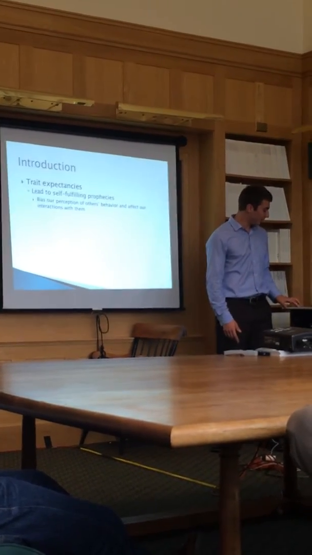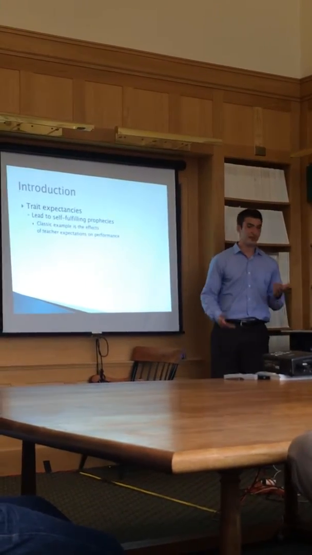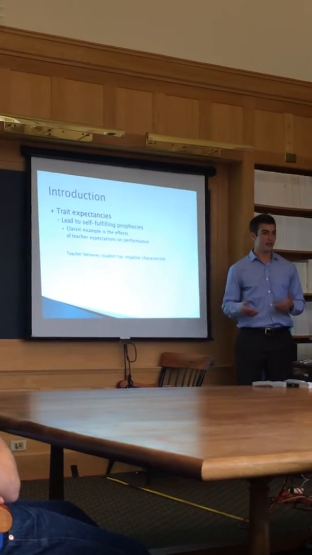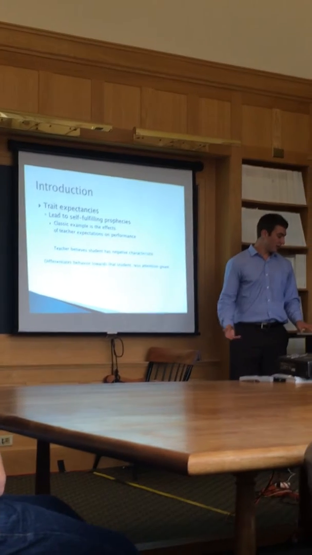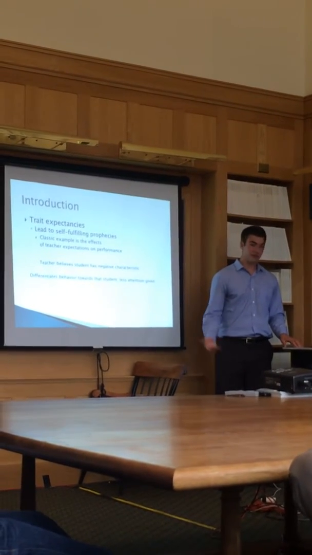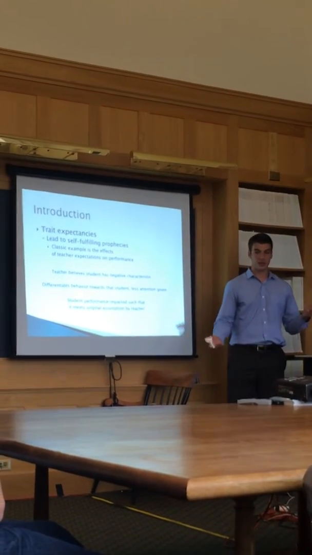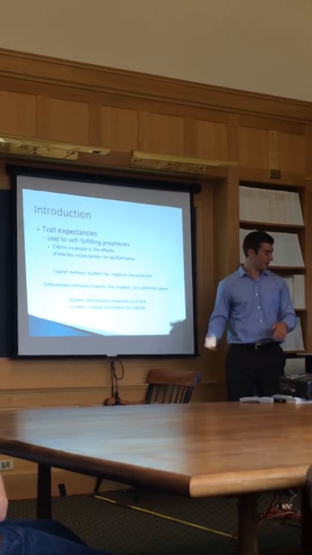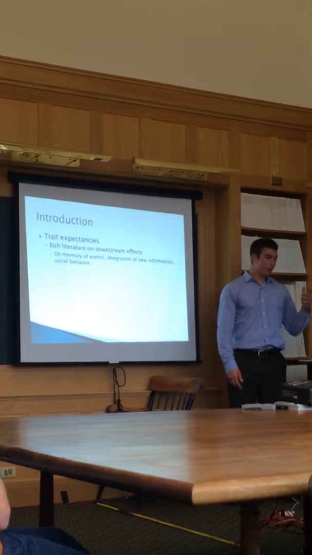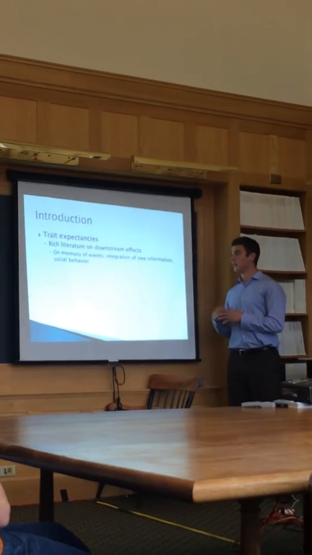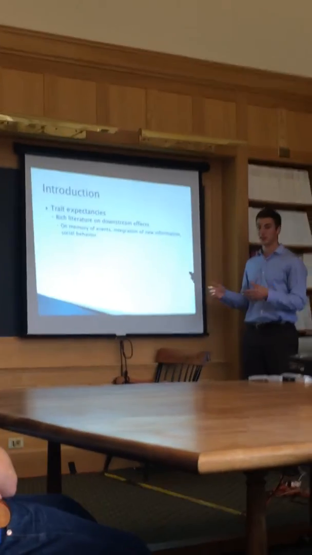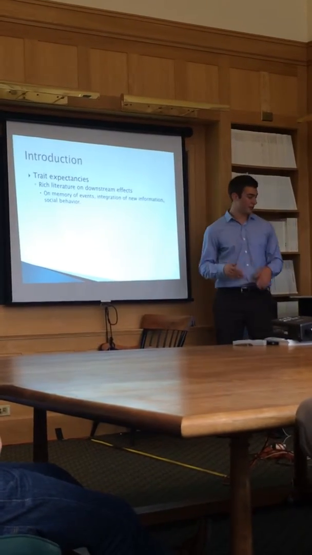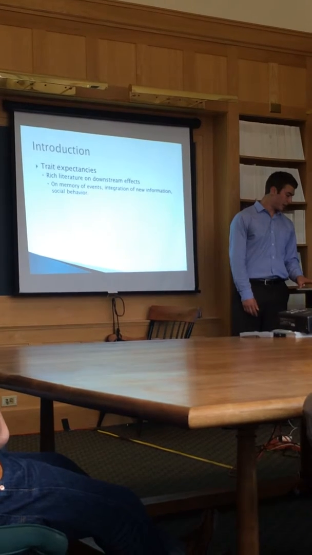The classic example that I bet a lot of you have heard of is the effect of teacher expectations on performance. A teacher believes a student is lazy or has some other negative characteristic. They treat that student differently, giving them less attention, the student actually underperforms, and it meets the original assumption by the teacher. So the prophecy fulfilled itself. Again, there's a rich literature on the effects of these trait expectancies on our interactions, on our memory of events with people, on the integration of new information about them, and on our behavior towards them.